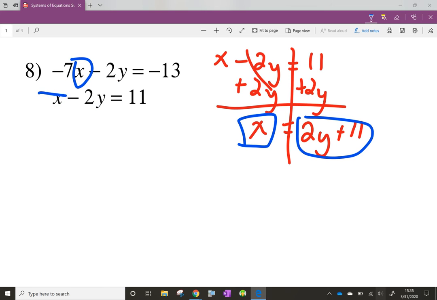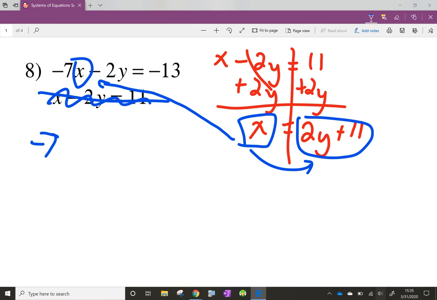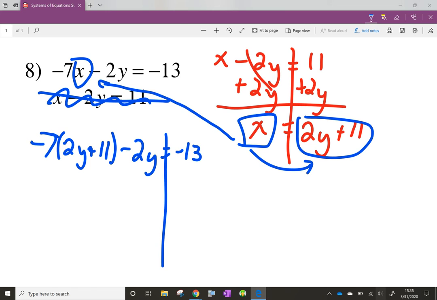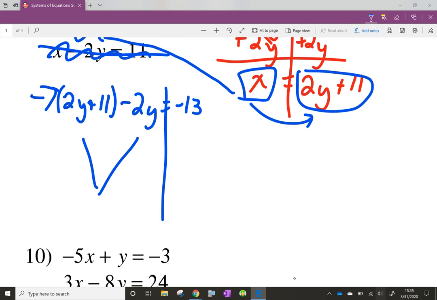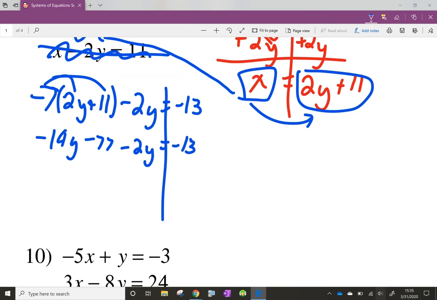So we're going to take the other equation, since we rearranged this one, right? We're going to plug it into the other equation. So negative 7 times x, but now x is 2y plus 11. So we're going to have 2y plus 11 go in its place, right? Continue the rest of that equation. We have minus 2y equals negative 13. It doesn't work any differently. It's just, obviously, you can see it's just y's now instead of x's. But we still have to distribute, same as before. So this would be negative 14y minus 77 minus 2y equals negative 13.